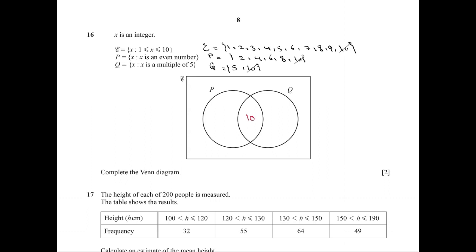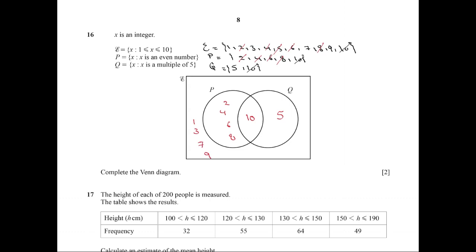P is the even numbers 2, 4, 6, 8, and we have to cross 2, 4, 6, 8 from P and from the universal set. Q is a multiple of 5. We will write 5 in Q and cross it from the universal set. Now we have to write the rest of the numbers, which is 1, 3, 7, and 9. This is the Venn diagram question.